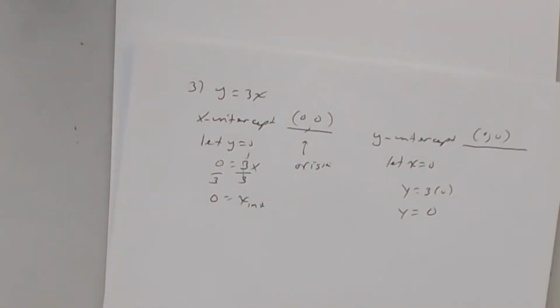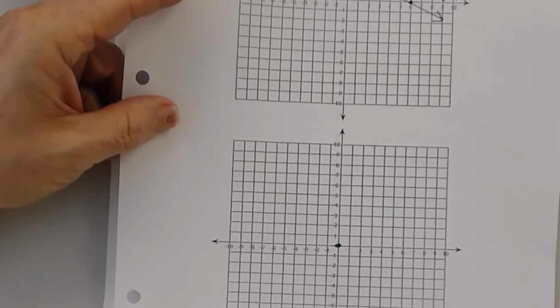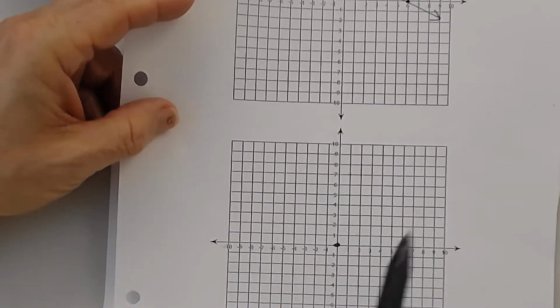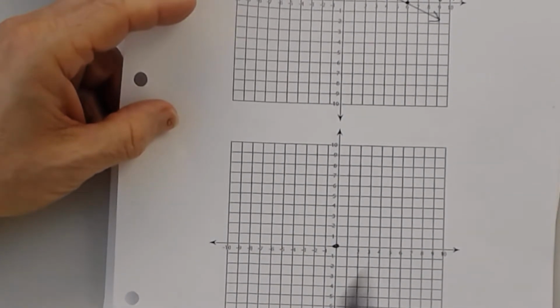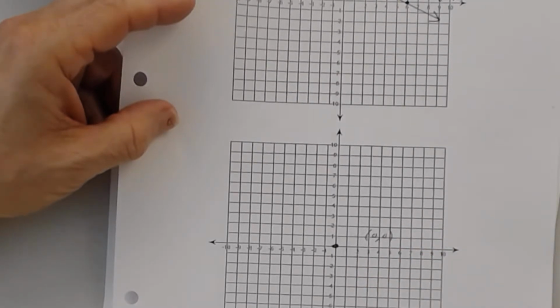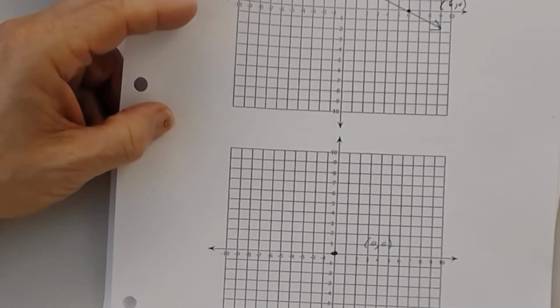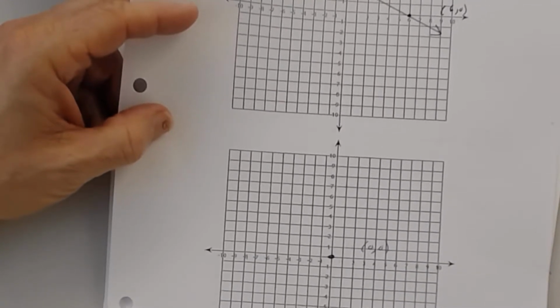So notice, though, when I plot those 2 points in the coordinate plane, they're not 2 different points. They are the same point. That's the origin. So the graph crosses the x-axis and the y-axis at that point. So the x-intercept and the y-intercept are the same point. But how many points do I need in order to graph this line? I need 2. I only have 1.